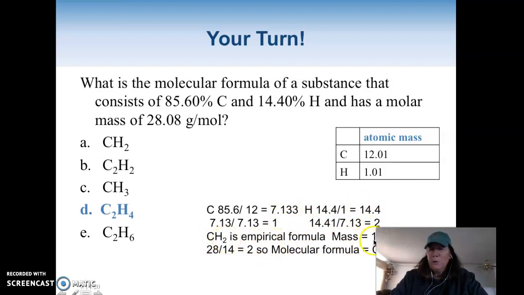Okay. But its molar mass, if you can't see that, is 14. Sorry about that. So I take 28 divided by 14. I get 2. So double everything. So you get C2H4. Okay. And again, when they do this, find your empirical formula and then take the mass they give you divided by its formula mass and you'll get a whole number. Then you just multiply by that number.